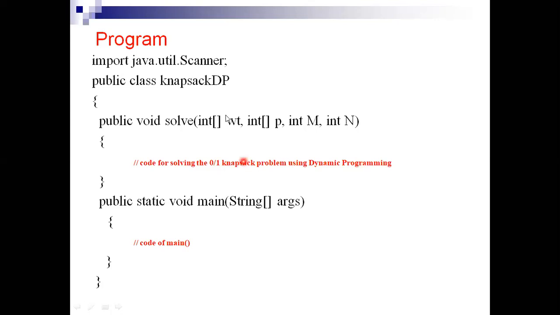So what am I doing in this part of the method? I am just creating the profit table, extracting the maximum profit obtained, and which objects are selected. That I'll be doing in this method. Next is the main method, which will have the respective code. Let us see how it works.